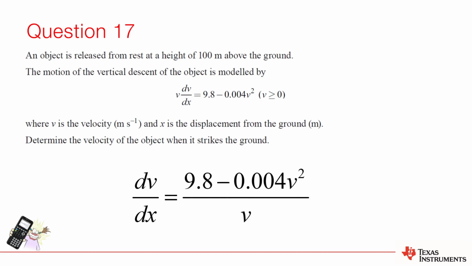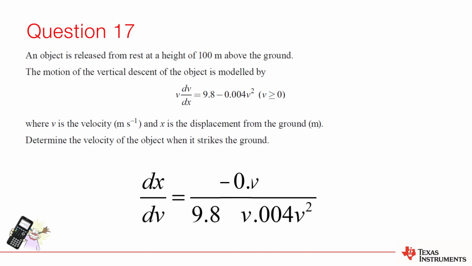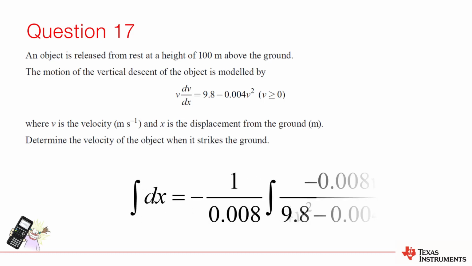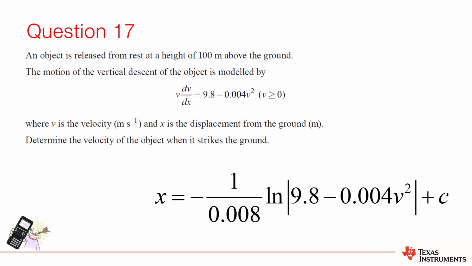We can start by dividing both sides of the equation by v. Then invert both sides, integrate, and recognise that the integral on the right-hand side is of the form where the derivative is in the numerator and the original function in the denominator. So, our integral is simply the natural log of the denominator.